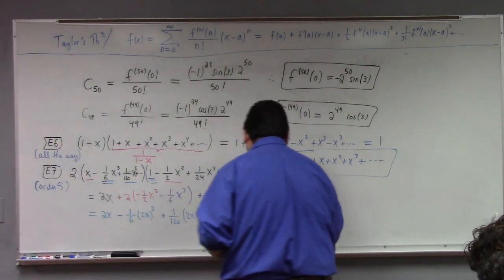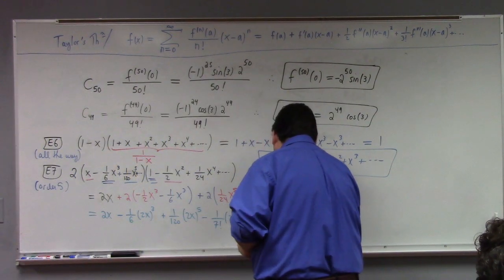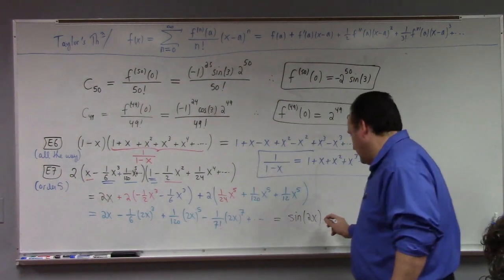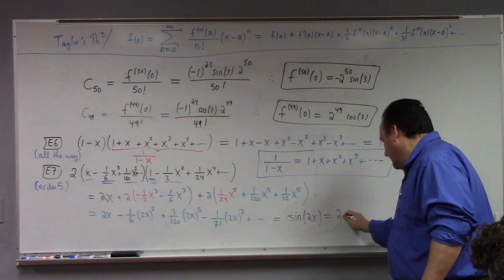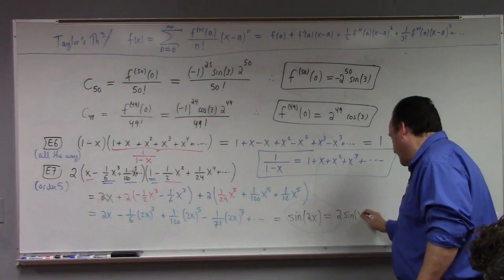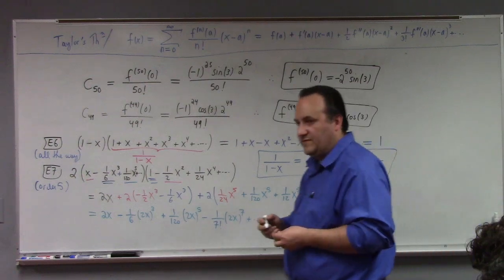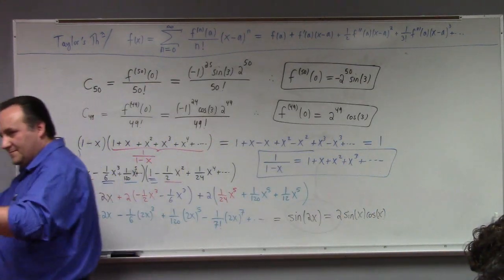So this is, again, sort of a math prank. This is the sine of 2x, right? Because the sine of 2x is equal to 2 times the sine of x times the cosine of x. So, of course, if you multiply these series out, you should get it.